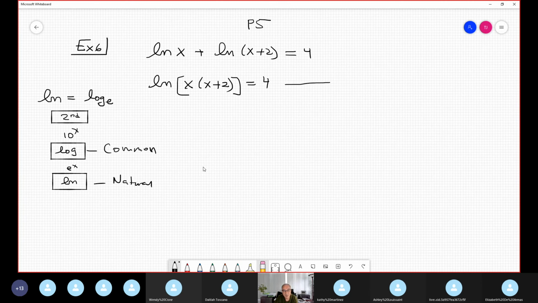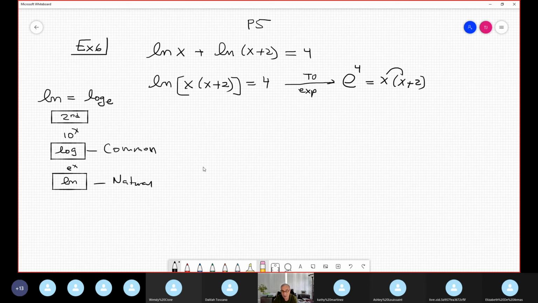Now ready to convert to exponential, because we have in the right hand side a number, not logarithmic. So the base is e. You write the big E raised to the 4th power, which is the exponent, is equal x times x plus 2. E to the 4th power, well, it's a weird number. We can compute it with the calculator, but not now, in your moment.